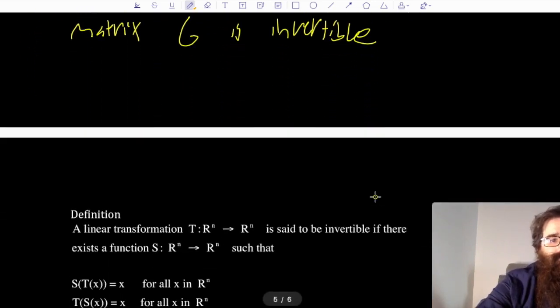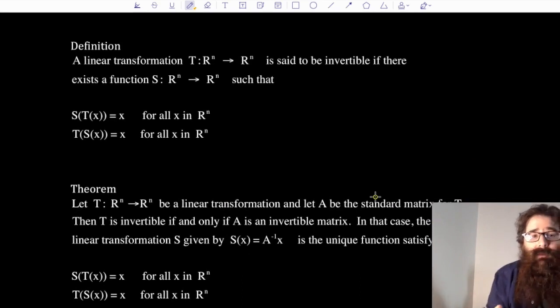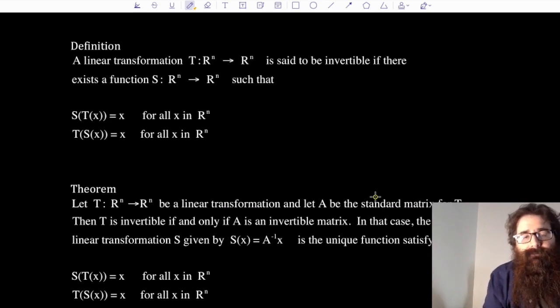We'll take a look at one more question for this section. We're going to go back to talking a bit about linear transformations and tying it into invertible matrices. So a definition and a theorem. A linear transformation T, mapping from Rn to Rn, is said to be invertible if there exists a function S that maps from Rn to Rn, such that S of T of x gives us x for all x in Rn, or that T of S of x gives us x for all x in Rn.